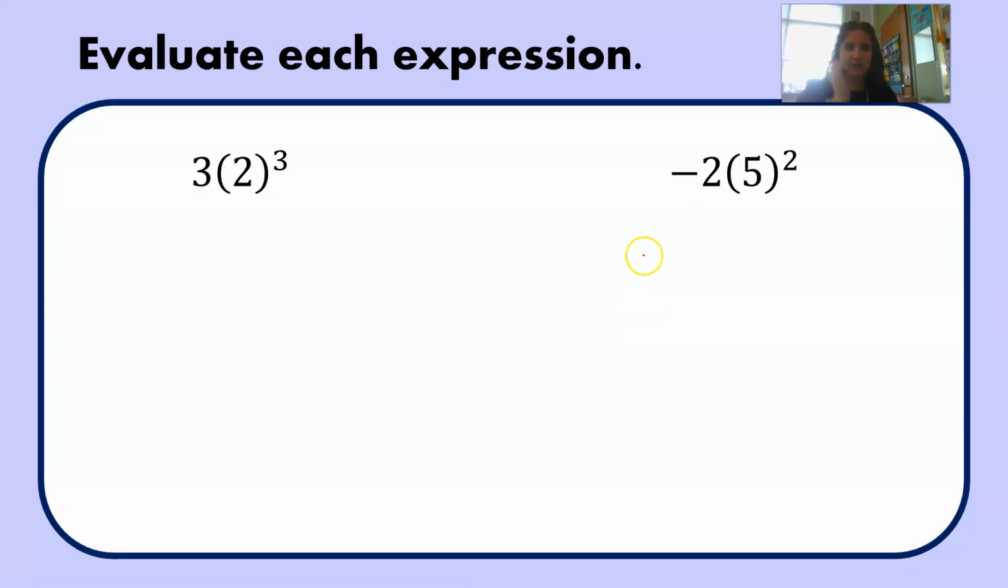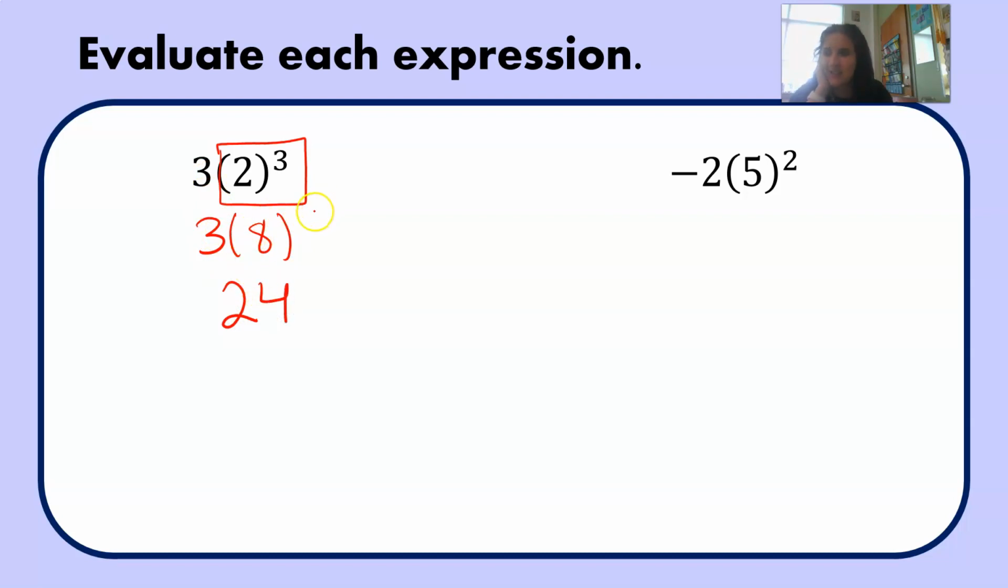All right, next one. So this 2, we're gonna do the exponent first. So we're gonna do 2 cubed, that's the first thing we're gonna do. So 2 cubed is 8. So now I'm going to put 8 in parentheses, and that simplifies that. And then I still have the 3. So 3 times 8 is 24. I always forget that one.